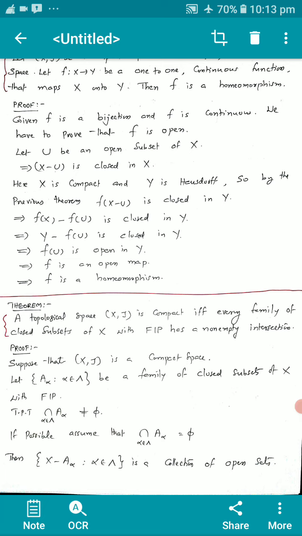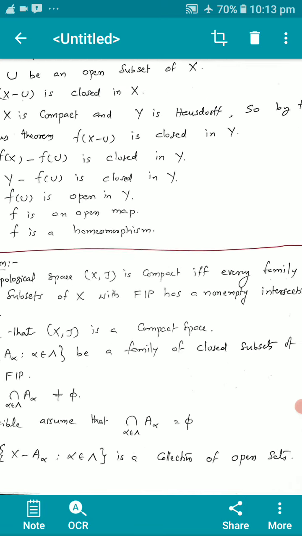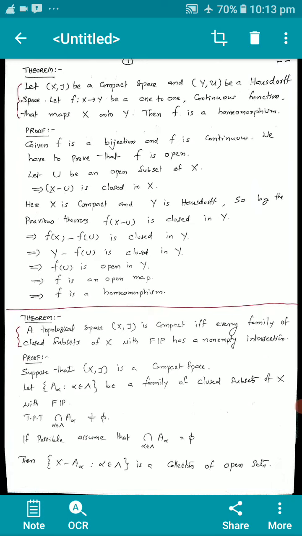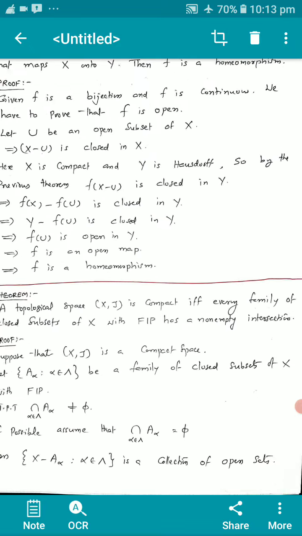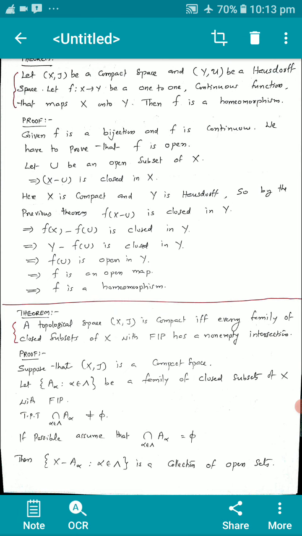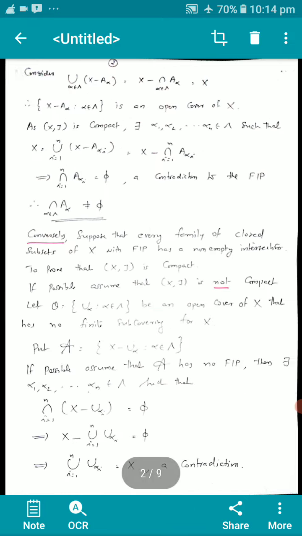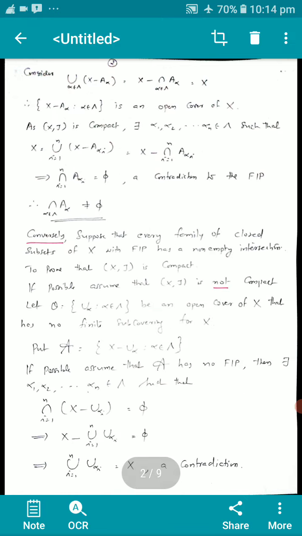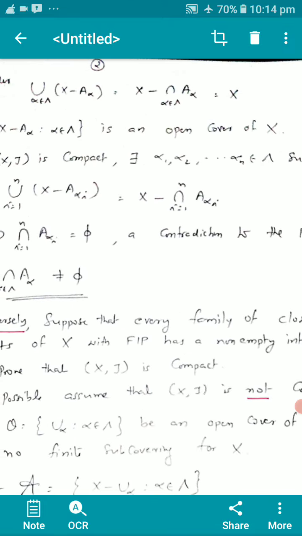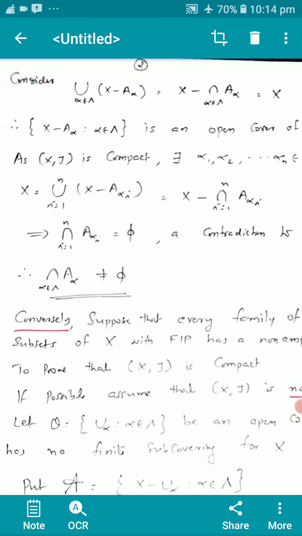Suppose that X is a compact space. Let the collection E alpha, alpha in the index set, be a family of closed subsets of X with FIP. We have to prove that the intersection of E alpha is not equal to phi. If possible, assume that the intersection of E alpha equals phi, and we have to get a contradiction. Then the collection X minus E alpha, alpha in the index set, is a collection of open sets. We consider the union of X minus E alpha, which is equal to X minus the intersection of E alpha, which is equal to X.